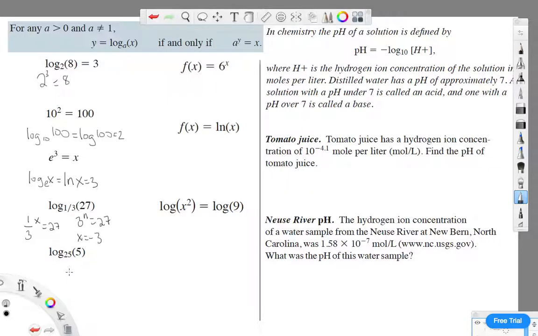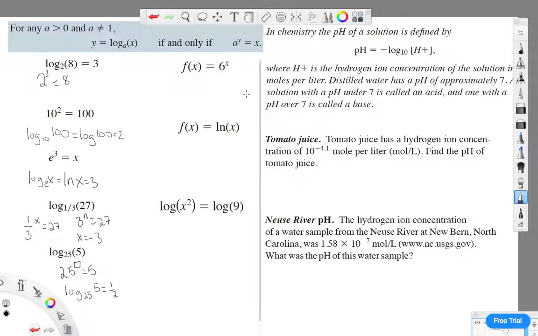Next up, log base 25 of x equals 5. And so we've got 25 to some power equals 5. And so this must be the square root. We can write the square root in exponent form. We'll have 1/2. So this would be log base 25 of 5 equals 1/2.